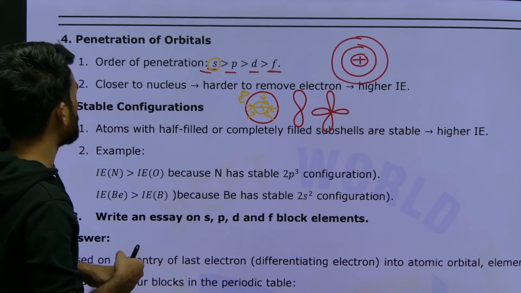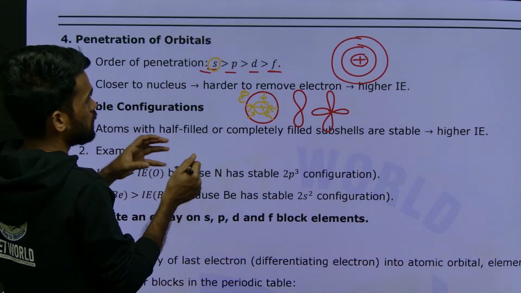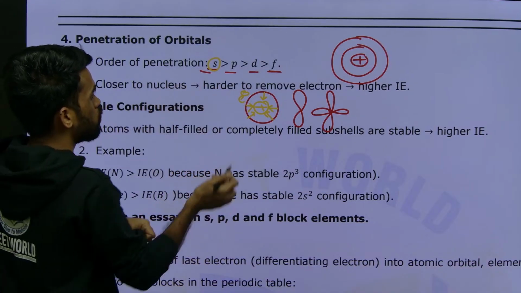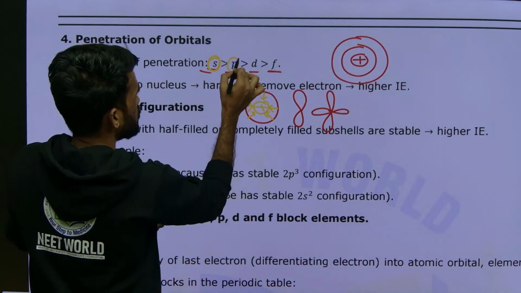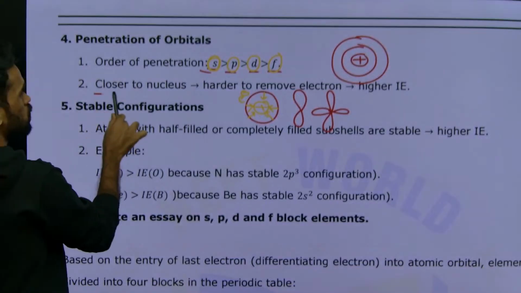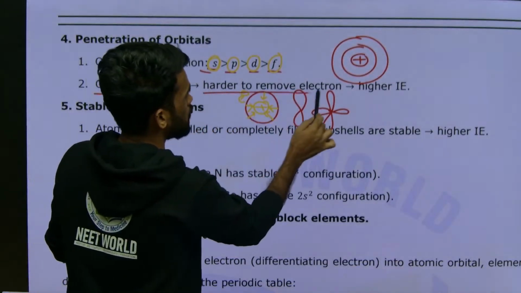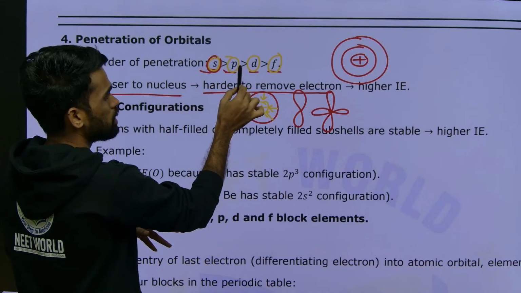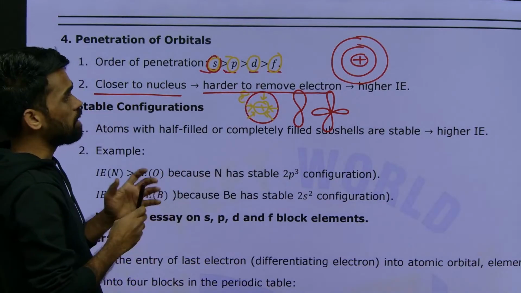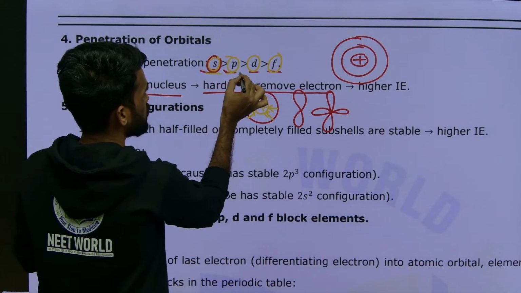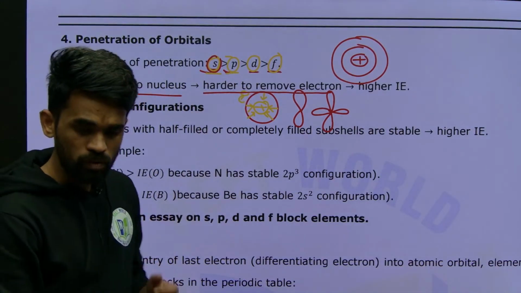So always remember the penetrating capacity. It means the closeness of the orbital towards the nucleus will be more for S, after that P, then D, and least for F. The closer to the nucleus, the harder to remove the electron. So it is very hard to remove an electron from S, then P, then D. High ionization energy will be seen in the case of an S orbital electron when we compare with P. Okay.